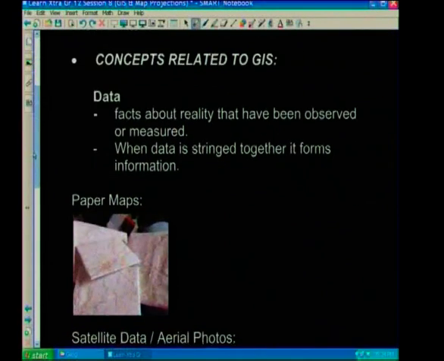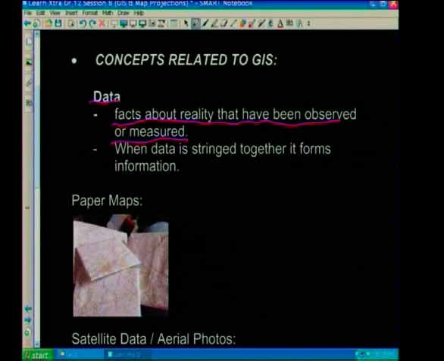All right? Data itself is facts about the reality that have been observed and measured. When data is stringed together, it forms information. Okay? It may be information at first in terms of data, but it makes more sense when it's stringed together. Again, let's use the example about the easiest way to get to school. I'll look at the distance from the different routes. I'll look at the gradient from the different routes. All right, I'll look at maybe traffic on the different routes. I'll consider all this, you understand? And it forms my information which I'm investigating.